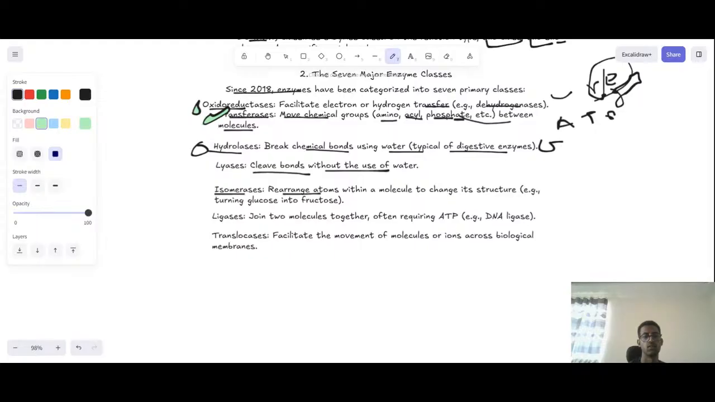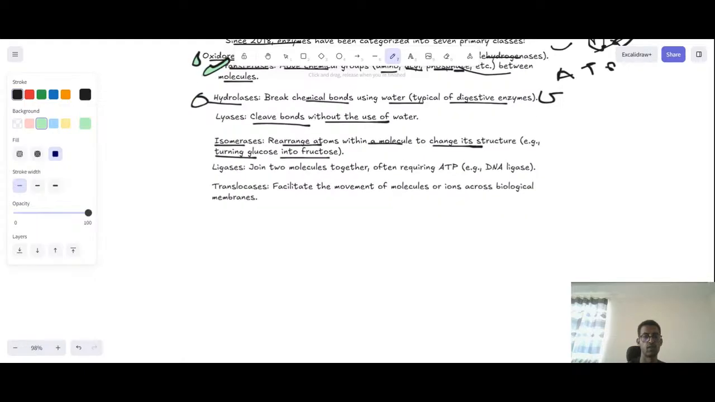Isomerase: rearranging atoms within a molecule to change its structure. Example, turning glucose into fructose. Ligase: joins two molecules together, often requiring ATP, for example DNA ligase.